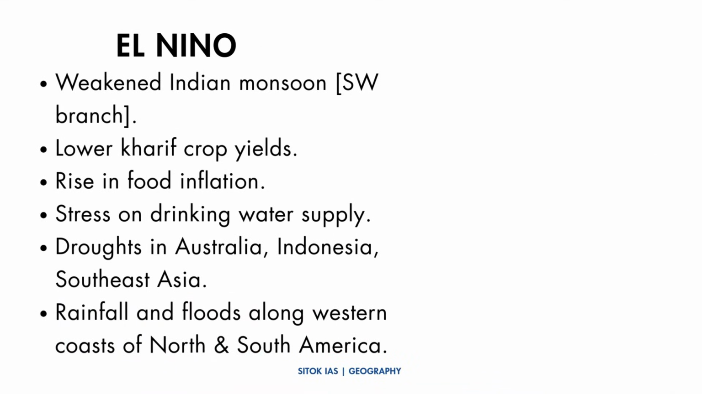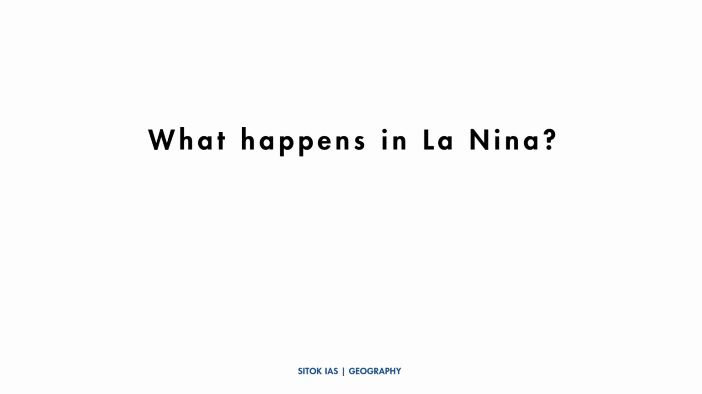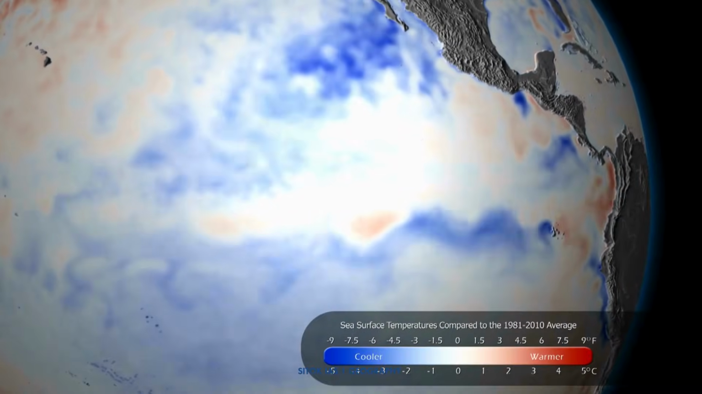So, this El Nino results in weakened Indian monsoon, lower kharif crop yields, rise in food inflation, stress on drinking water supply in India, droughts in Australia, Indonesia, Southeast Asia. Why? Because there are no rains. They are used to rains. And rainfall in western coast of South America. Why? Because they're not used to rains. They're getting rains. In La Nina, something exactly opposite to El Nino happens.